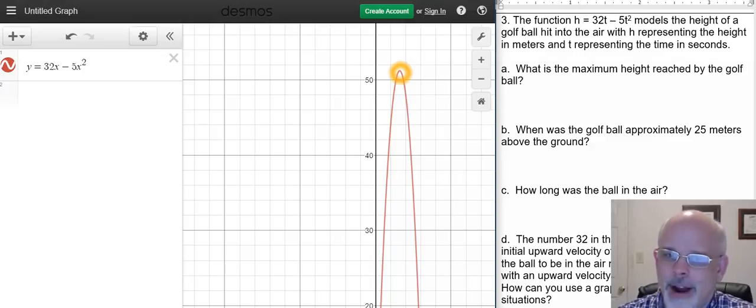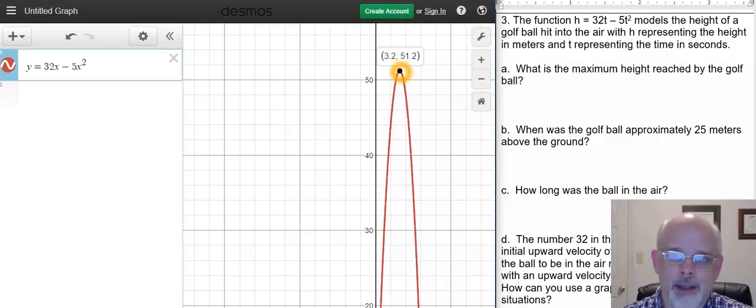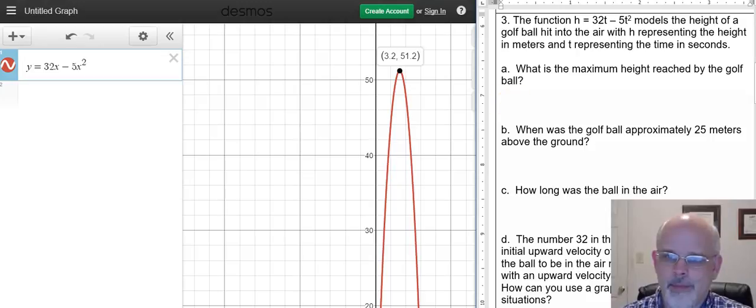If I weren't using a graphing utility, I'd have to use negative b over 2a for this. But since I'm using a graphing utility, all I have to do is come up to the top and click on it. And it's going to give me the coordinates right there of the vertex. That tells me that after 3.2 seconds, it's 51.2 meters high, which is its maximum height. So 3a is 51.2 meters.